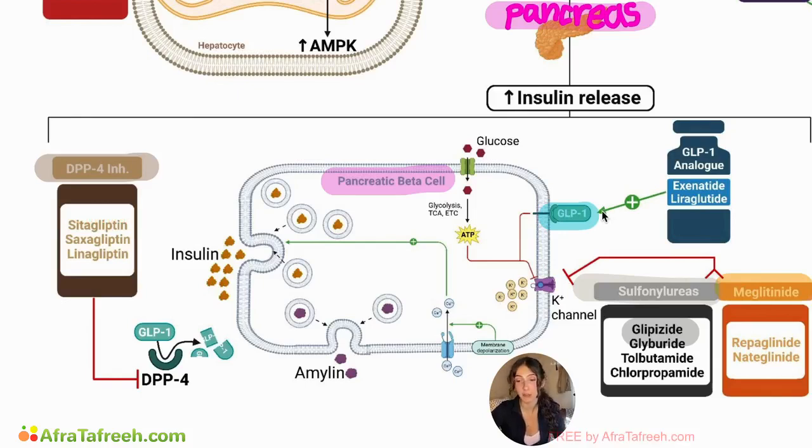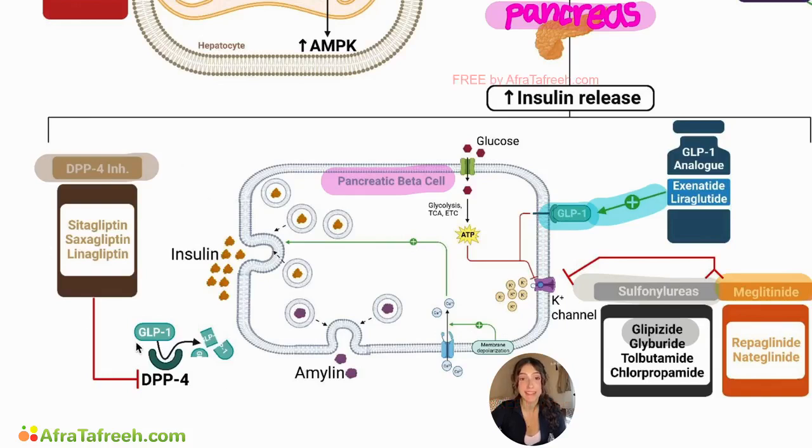We have one class of drugs that basically mimics the action of GLP-1. These are called our GLP-1 analogs. They are exenatide and liraglutide. These GLP-1 analogs, or GLP-1 agonists, work by closing these potassium channels, thus stimulating the release of insulin from the pancreatic beta cells, and then also acting similarly to GLP-1 throughout the rest of the body, delaying gastric emptying and such.